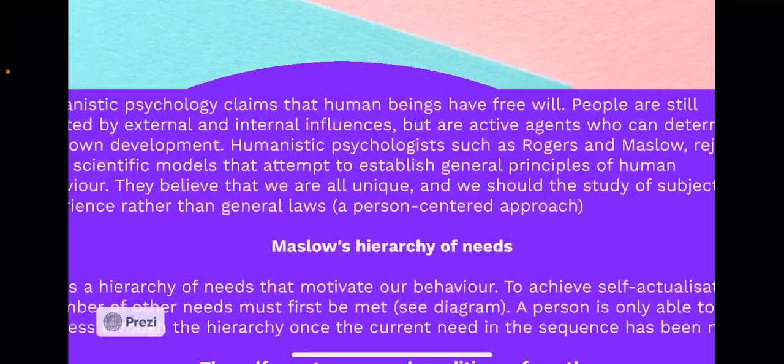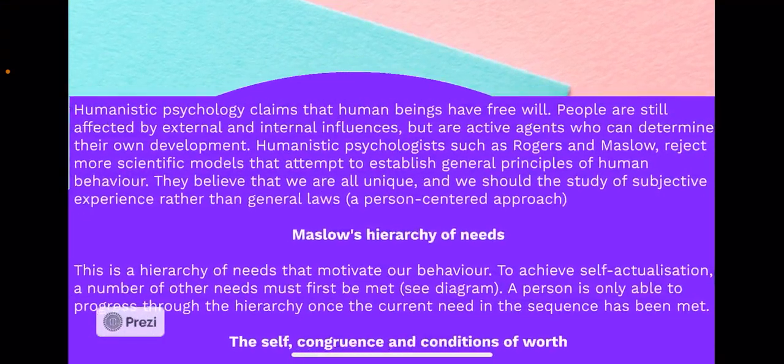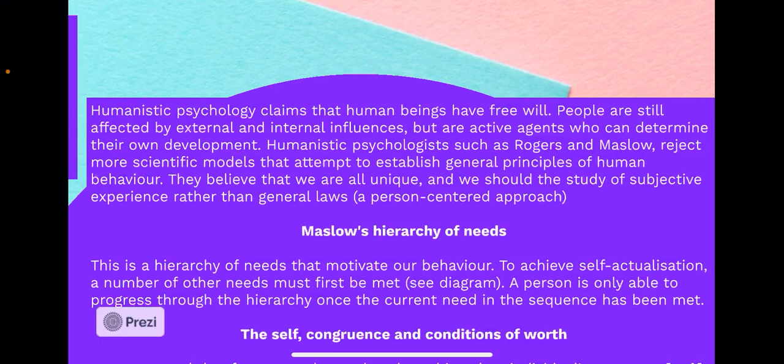So we'll start with the outline of humanistic psychology. Humanistic psychology claims that human beings have free will, so it's very different to the other approaches that we've looked at so far. People are still affected by external and internal influences, but are active agents who can determine their own development.